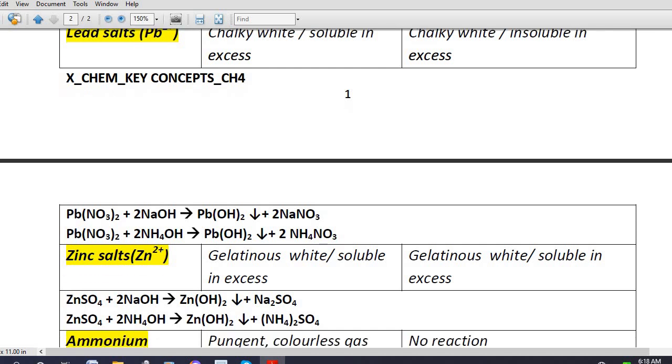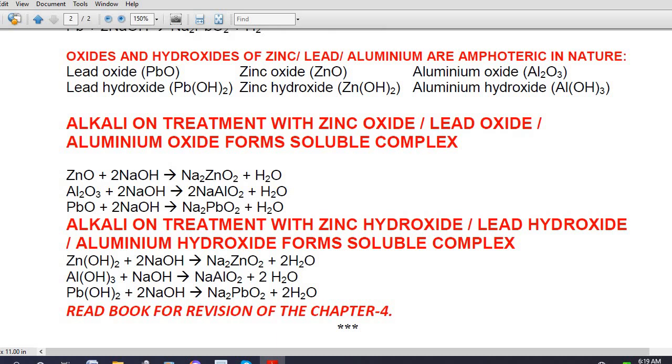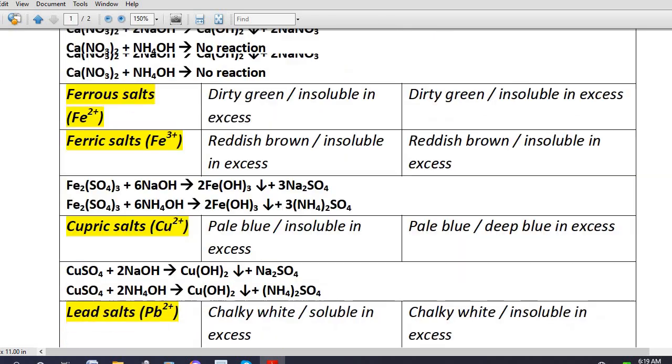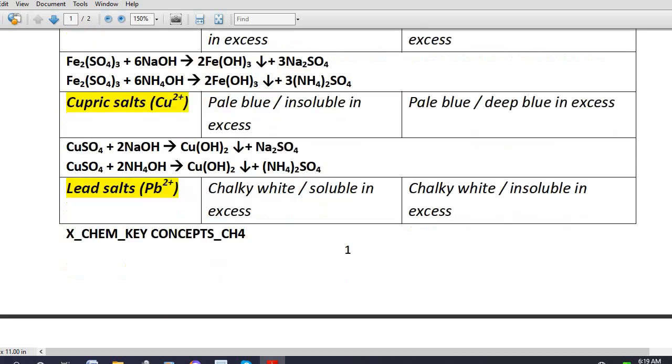Now we come to the zinc salt. Zinc salt, what is the difference? It will give a gelatinous white precipitate. So please see the difference between calcium, lead and zinc. Three of these salts are giving the same white precipitate, but the difference is there. Calcium is white, giving a reaction with sodium hydroxide only. Ammonium hydroxide will not give a reaction. Zinc will give a gelatinous white precipitate, and this precipitate is soluble in excess. But if you talk of lead, it will give you a chalky white precipitate, and it is soluble in excess of sodium hydroxide, but remains insoluble in excess of ammonium hydroxide. So these things are very, very important. We will do all these things in the practical lab also, but still keep this in mind so that it will be easy to understand during the experiment.